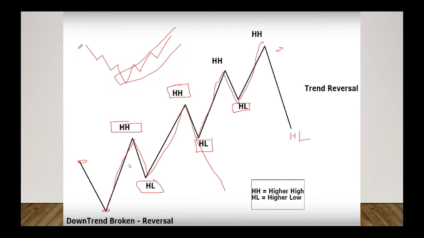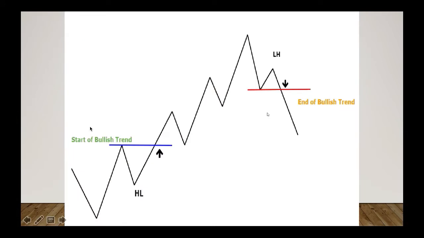It's an uptrend, and a lightning bolt is a downtrend. Okay, moving on to the next slide. The start of a bullish trend. So how do we know it's the start of a bullish trend?